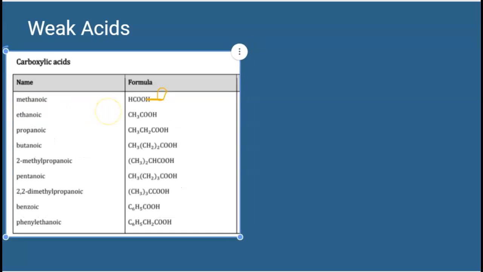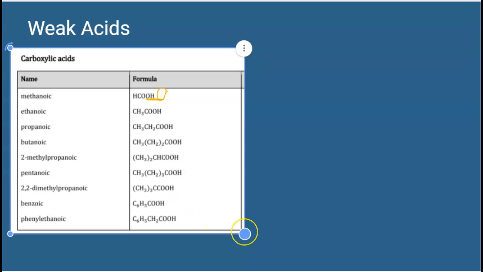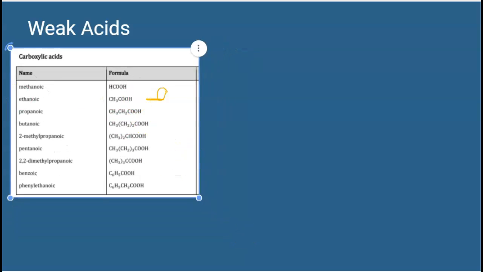Let me show you what one of those looks like. Let me move this a little bit out of the way or make it smaller. All right, so I'm going to start with one of the more common acids that we use, and that's right here, ethanoic acid. Ethanoic acid we use a lot in IB chemistry. It's also called acetic acid. So if you hear me refer to acetic acid, it's just another name for ethanoic acid.